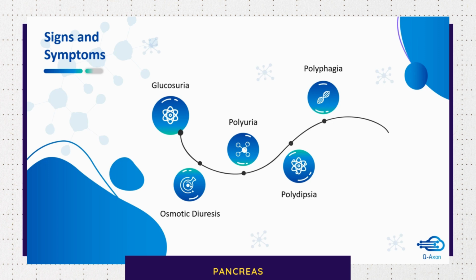Then there will be polyphagia. In spite of increased blood glucose level, the glucose will not enter into the cells. So the cells will be constantly informing the brain that they are deprived of glucose, so they want more food. So this will result in increased hunger. Because not enough glucose is there, this will result in asthenia, that is generalized weakness.